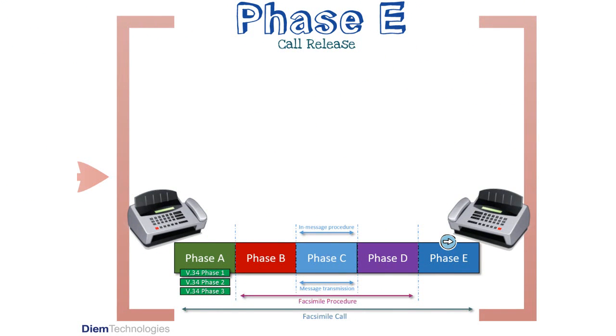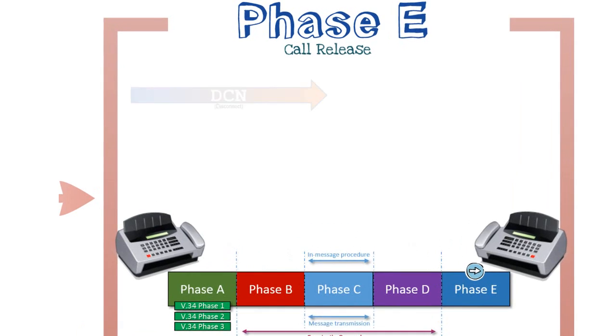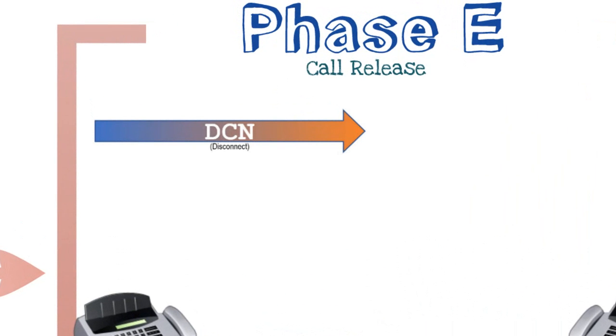When this is finished, we go to our last stage, which is Phase E, which is really simply a disconnect of the call. It is actually possible to get a transmission error at the Phase E process if this disconnect is not received in a timely manner. So you could receive every bit of your fax coming across, but if the DCN isn't sent properly, you can get a transmission error even though the fax worked.